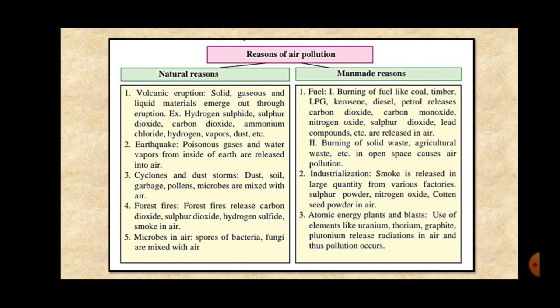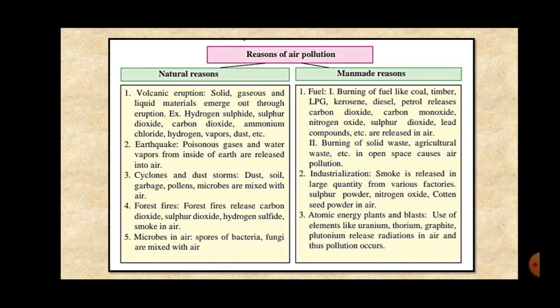Now, if you remember, we had studied that when a volcanic eruption takes place, the solid, gaseous, and liquid materials come out in the form of lava through eruption, and it often results in rain also. And what are the harmful gases? Hydrogen sulfide, sulfur dioxide, carbon dioxide, ammonium chloride, hydrogen, vapors, dust, etc. This comes out from the volcano and causes air pollution.